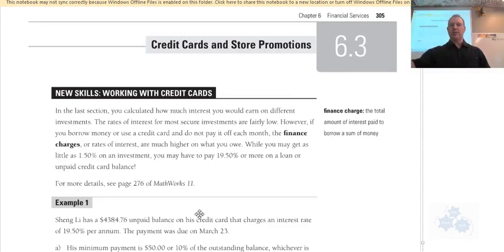So in Workplace 20 math here, we're taking a look at 6.3 today, and we're talking about credit cards. Okay, credit cards today.